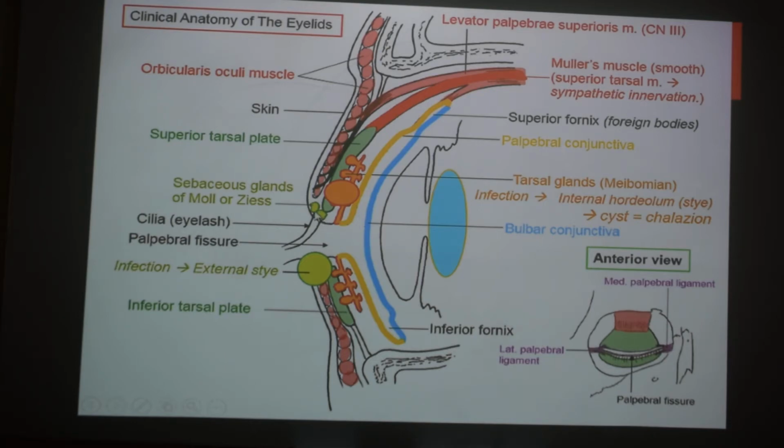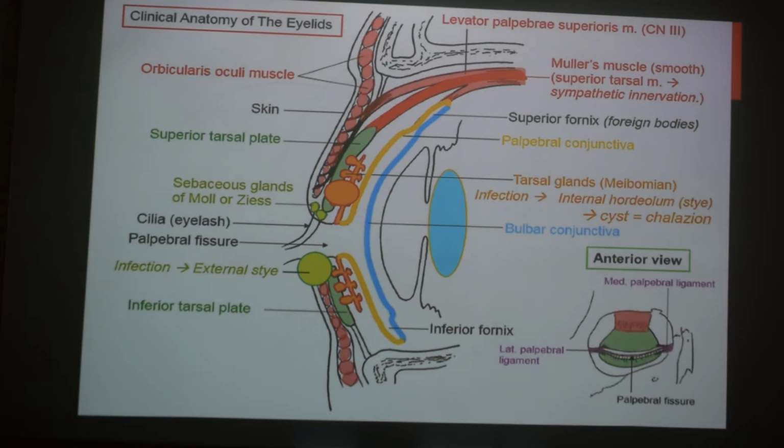So they are going to produce these sebaceous secretions, and the tarsal glands are going to produce lipid-filled oily secretions, and these secretions will lie over the top of the tear film, which will stop the evaporation of the tears or the tear film from the surface of the cornea.